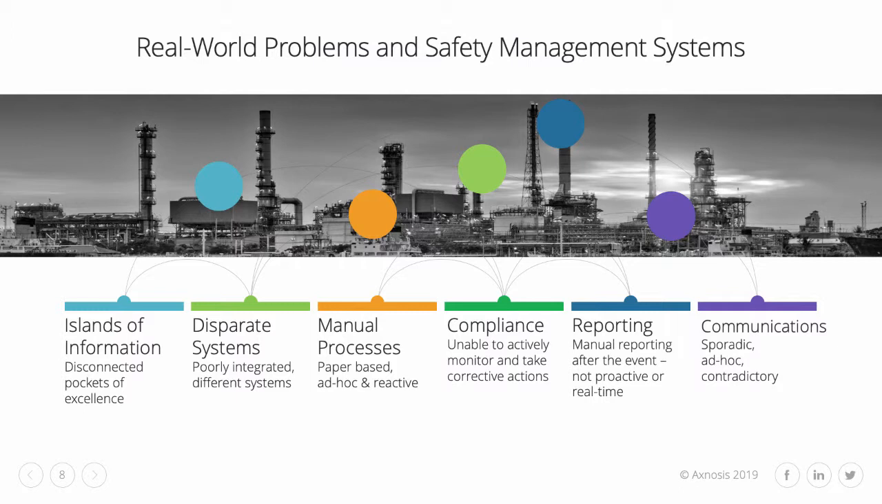The goal is to integrate your safety management system into the rest of the business in a way that makes it ubiquitous and fully integrated. In this way, you reduce some of these problems. You improve compliance overall by having consistent processes across the business. You remove the need for manual processes. You don't have disparate systems because everything operates in one system. Islands of information are reduced. Your reporting is real-time and consolidated. And because you're running one system that tracks all of your business processes, your communications are a lot more predictable and effective.